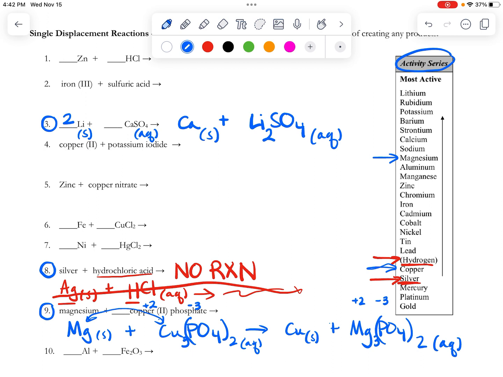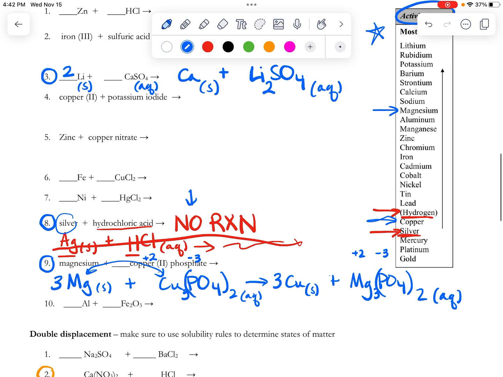Last step here is to balance this reaction. I have 3 coppers on the left side, so I need 3 on the right. And then I have 3 magnesiums on the right side, so I need 3 magnesiums on the left side. And that's the complete balanced reaction for number 9. Big thing with single displacement reactions is to check that activity series, because like we found out, some of them will be no reaction. You need the lonely metal, or the one that's all by itself, to be higher on the list than the bonded metal.